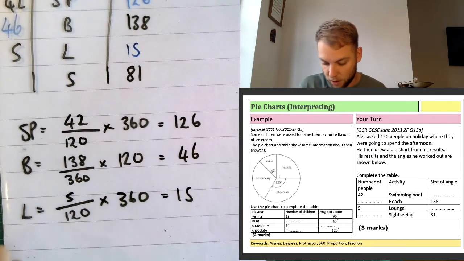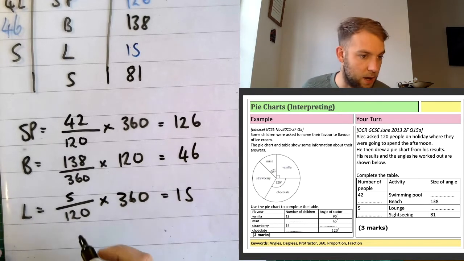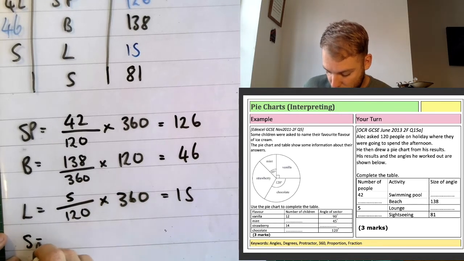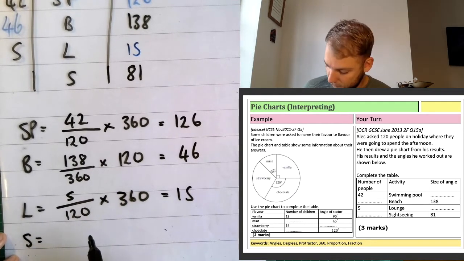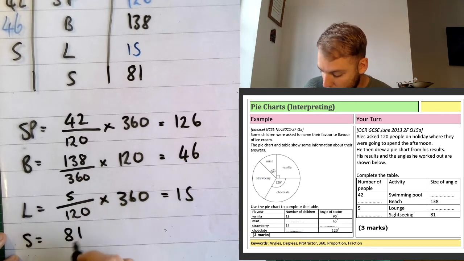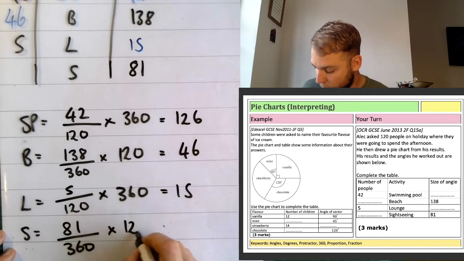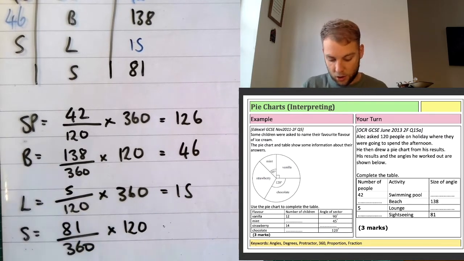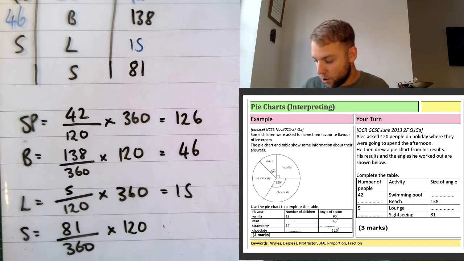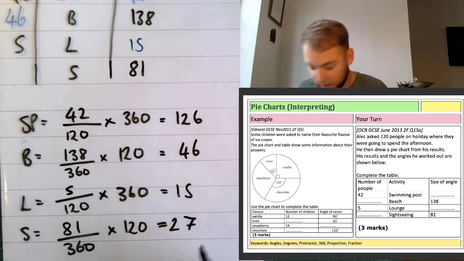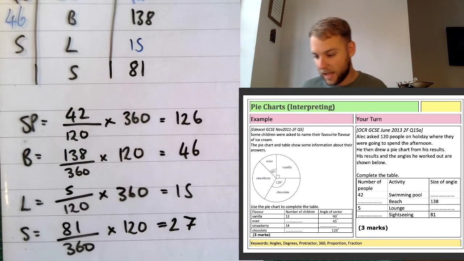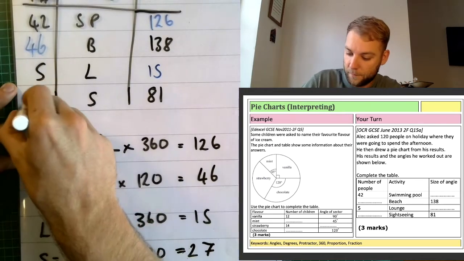And then the last one is the sightseeing, which is 81, which is my angle. So out of 360 times by the amount of people, which is 120. So 81 over 360 times by 120, which is equal to 27, like so. So this one here is 27.